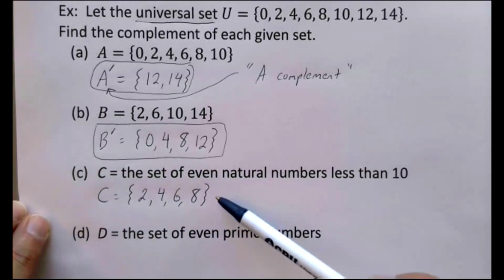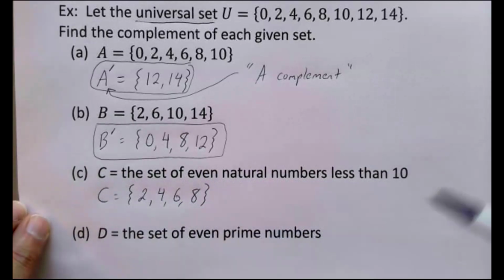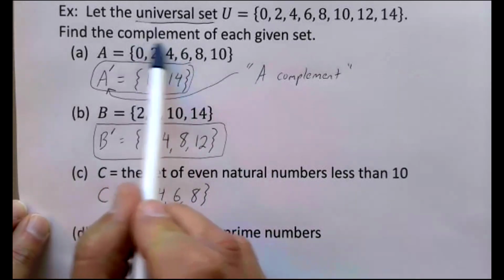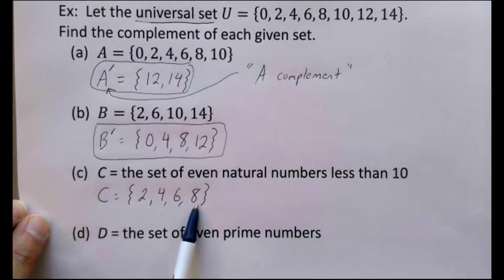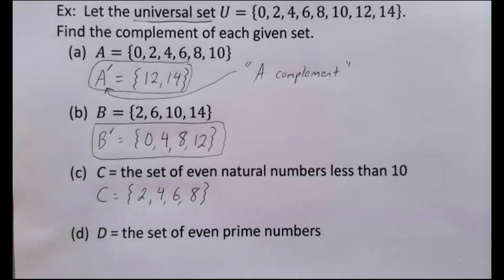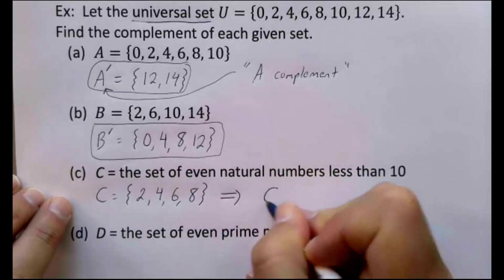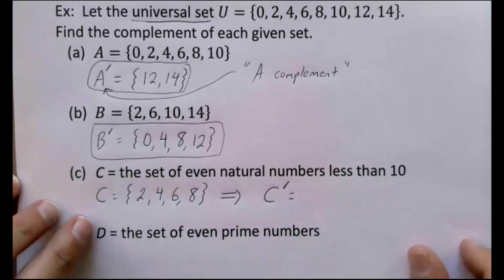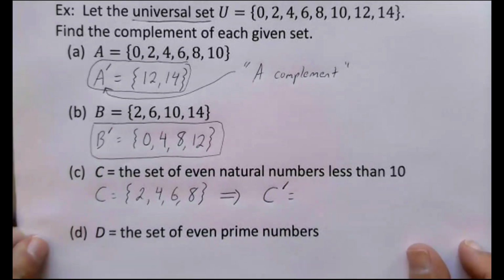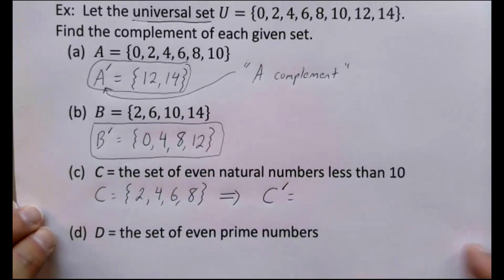That's just a roster method description of set C. This is a word description of set C. These two things are saying exactly the same thing. We haven't even done anything yet. We need to find the complement of this set. But I think it's a good idea to turn the word description into the roster method description before you try to find the complement. So once we have set C, now we can talk about the opposite of set C, the complement of set C.